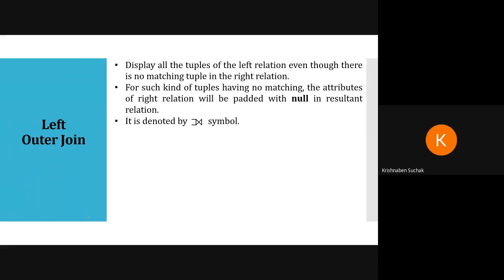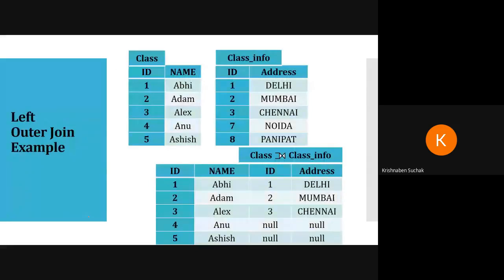Now let us see an example. Here I have two tables, or two relations. The first one is class and the second one is class info. In class, IDs 1 to 5 are shown, 1, 2, 3, 4, 5, and the names of these students are shown: B, Adam, Alex, Anu, and Ashish. In class info, we have information for 1, 2, 3, and 7, 8. We do not have information for 4 and 5, which is required here.